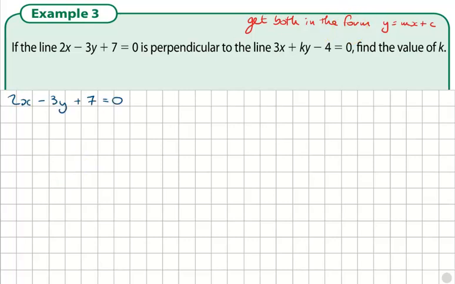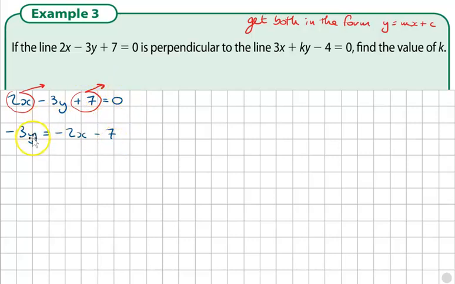Starting off with the first line, 2x minus 3y plus 7 is equal to 0. We're going to carry the 2x and the plus 7 over the equal sign, and they will change signs. So the 2x will become minus 2x, and the 7 will become minus 7. We bring down the minus 3y, that doesn't change because it hasn't moved, it's still on the left of the equal sign. So then we have the equals, then the 2x came over and became minus 2x, and the 7 came over and became minus 7.